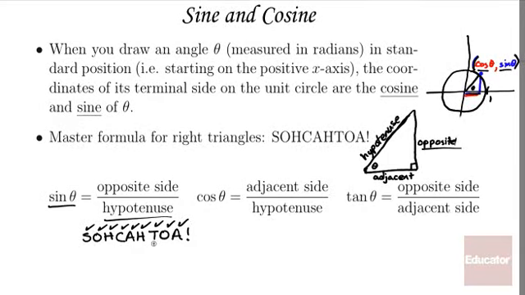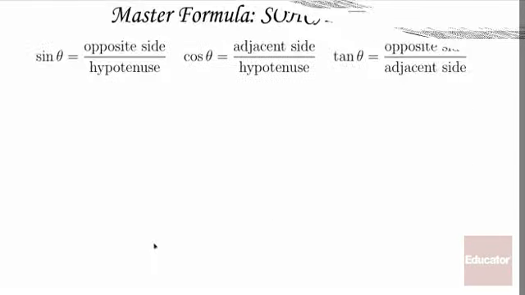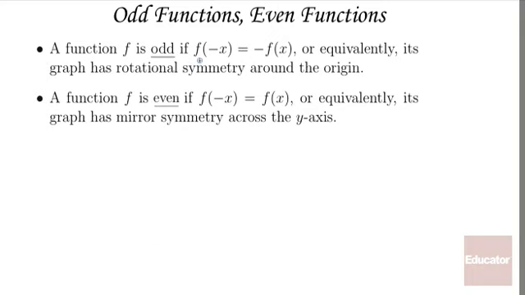There's another definition that we need to learn, which is that a function is odd if f of negative x is equal to negative f of x. Let's figure out what that means. We're going to talk about odd and even functions. Let me give you an example here. f of x is equal to x cubed.